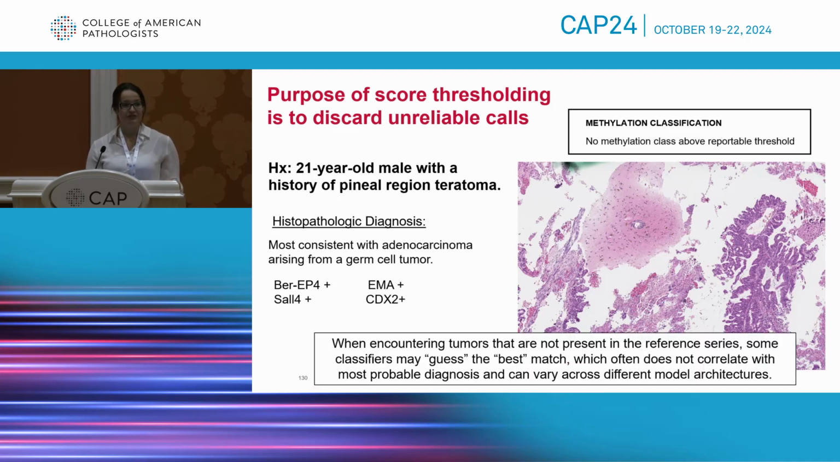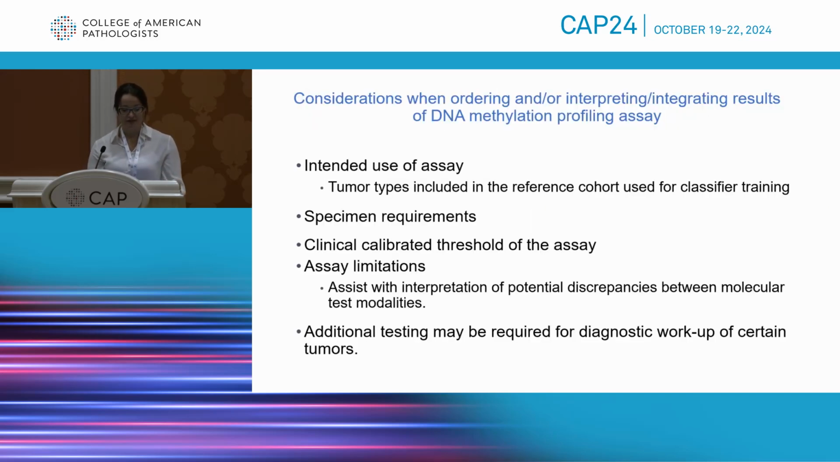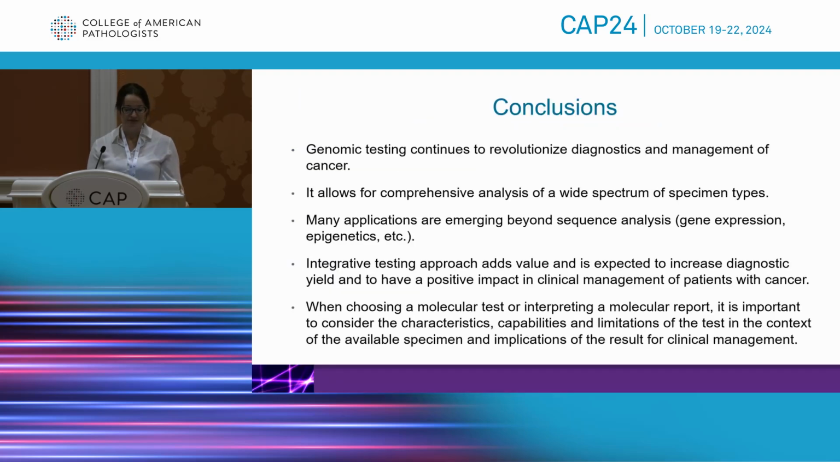So these machine learning methods are always going to try to find a match for something, and sometimes they find the best guess based on what they know. So it's very important to be strict about how you determine your threshold and stick to it. And when you're ordering a test, make sure you understand if the intended use of your test falls within the tumors that the test covers, because if it's not in the reference cohort, you won't be able to classify. Be aware of specimen requirements. Be aware of how to interpret values that are below or above threshold scores. And also know that this is sometimes not the only test, and you may need, obviously, to correlate with histopathology and sometimes do other tests as well.